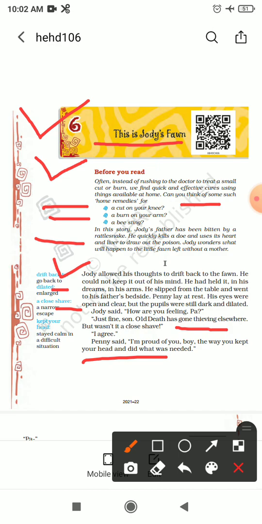Kept your head means stayed calm in a difficult situation, and a close shave means a narrow escape. So when Jody asked his father how he was feeling, his father said that it was a very narrow escape. He could have been dead at that time. And Jody said that he agreed. After that, Penny Baxter said to Jody that he was proud of him. You stayed calm in a very difficult situation, and you did what was needed at that time.